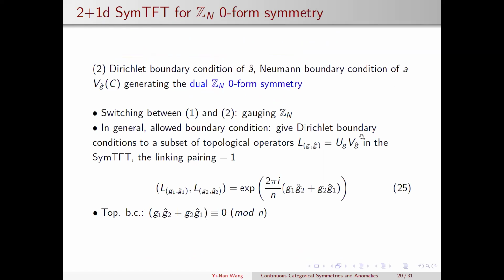And then, we also know that the gauging of a finite symmetry, like a Cn finite symmetry, is equivalent to changing topological boundary conditions. And in general, the set of the allowed topological boundary conditions corresponds to giving discrete boundary conditions to a subset of topological operators in the SymTFT with a mutually trivial linking pairing. And in condensed matter language, this means you just choose to condense a subset of anyons. Okay. These are basics for the SymTFT of finite symmetries.